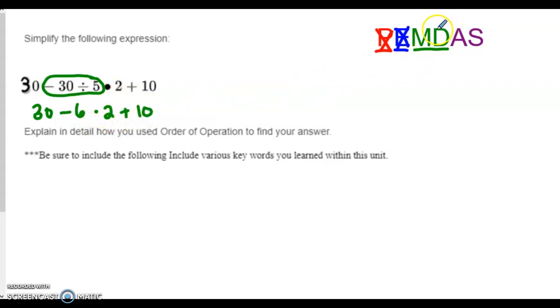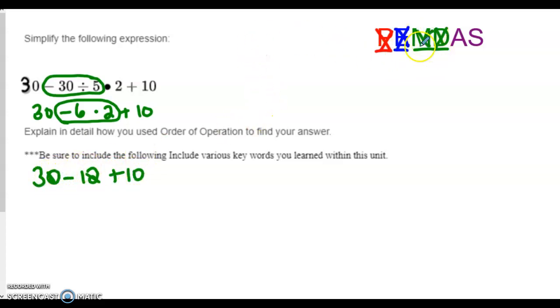Now I've done the divide, but I'm still on this step because I also have to check for multiply. And there is multiplication too. So I'm going to go ahead and do that multiplication. Notice I did not have to multiply before I divide because those are in the same step. You just have to do whichever one comes first. So negative 6 times 2 is negative 12. So I'm going to bring that 30 straight down, then my negative 12, then my plus 10.